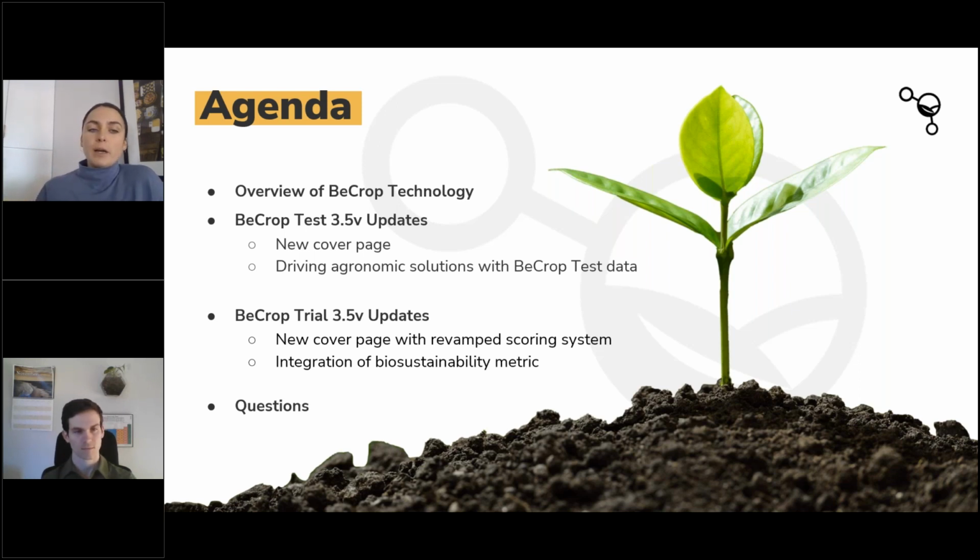And then we'll also talk about our BeCrop Trials. So our trials, we'll go into details later, but we're going to go over our new cover page for the trial that is ready to take to the marketing and sales team to educate the team on the mode of action of products, and talk about our biosustainability metric that we've integrated into our trial reports as well. And I think we're going to have plenty of time for questions. So excited to dive in and get some feedback from you all as we go.